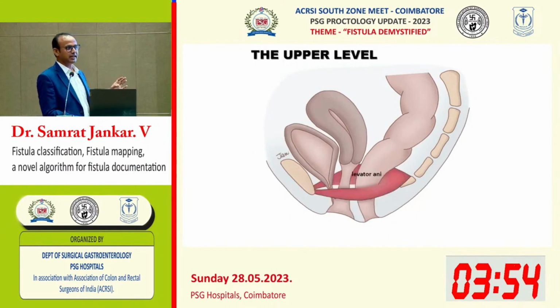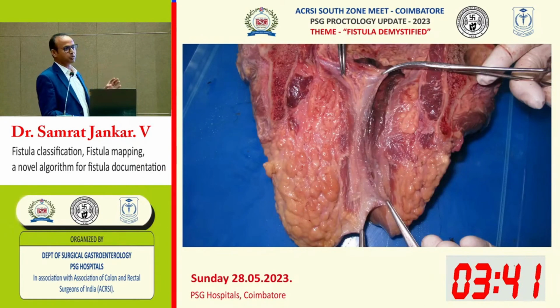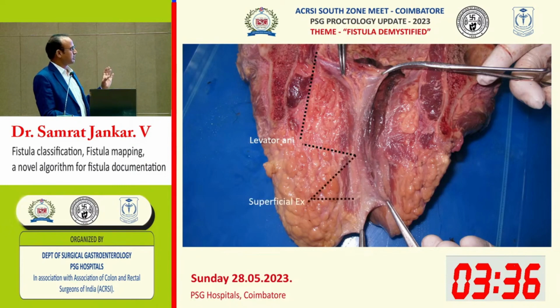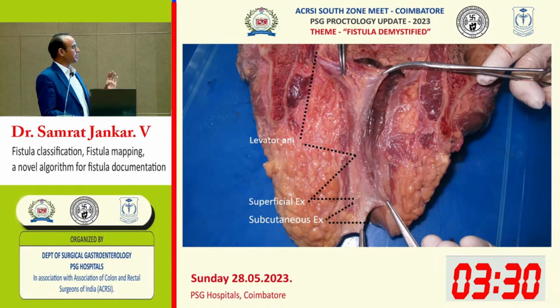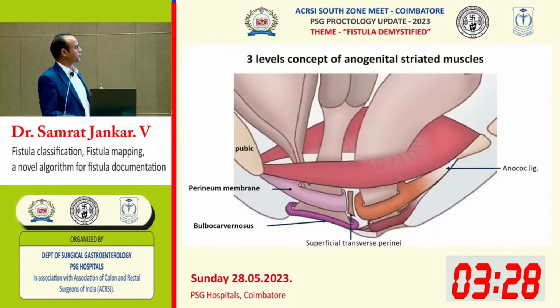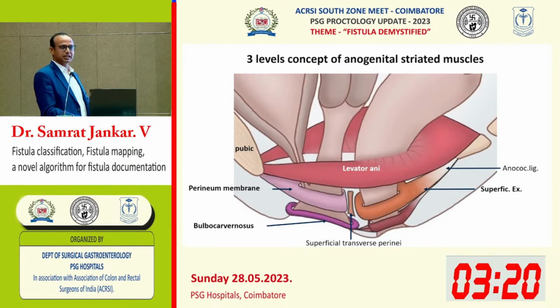And coming to the third, levator ani, the deep part of the external sphincter and levator muscle clubbed together, he calls the upper level the levator ani. This at any cost we should not divide. That should be the principle. He has demonstrated this over hundreds of cadavers. In the cadaveric image, the upper part is levator, the middle is superficial external sphincter, and the lower part is subcutaneous external sphincter. This is simply to understand what is relevant to fistula. Coming to the 3-level concept, the levator is the upper level, which should not be cut, and the middle level, the superficial external sphincter, can be cut in a few cases and should not be cut in a few cases, which we need to understand.